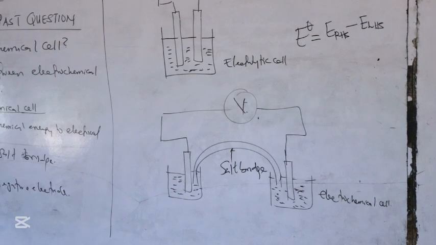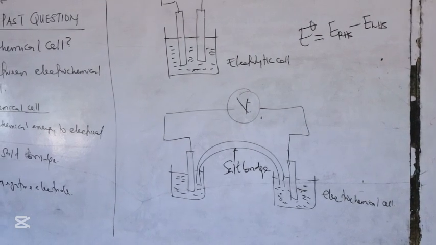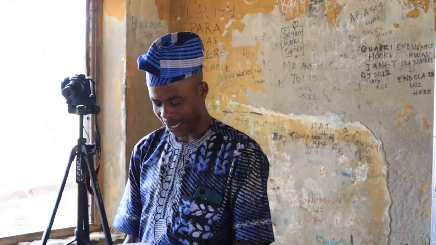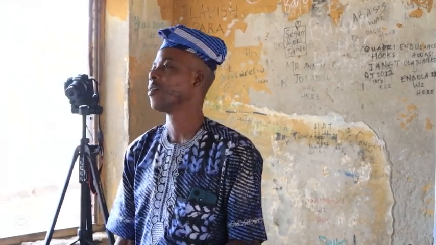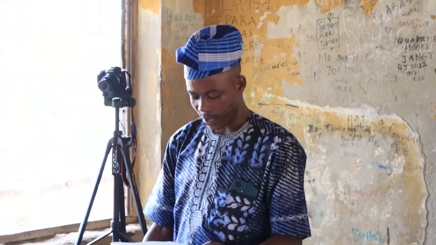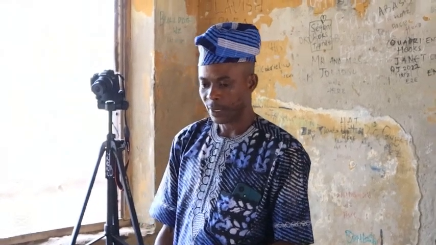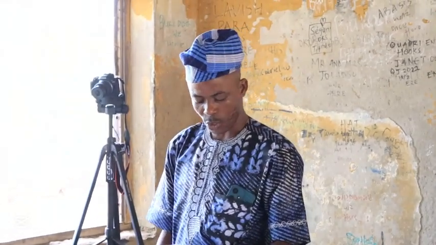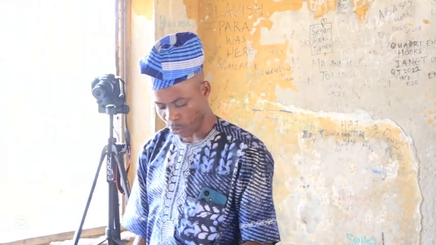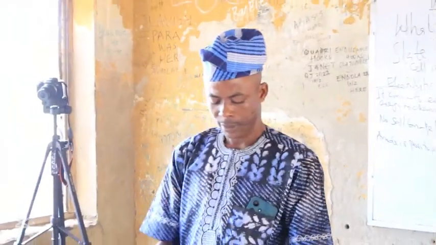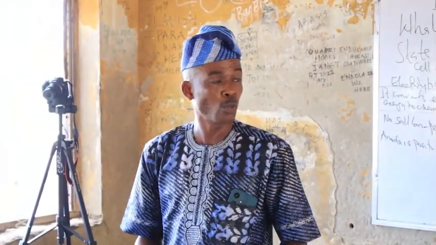So let's move on to the next question: when powder zinc is added to a solution of copper(II) tetraoxosulphate(VI) in a beaker. Explain briefly what will be observed.